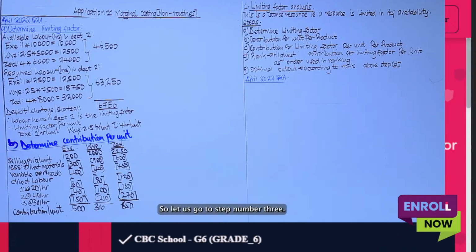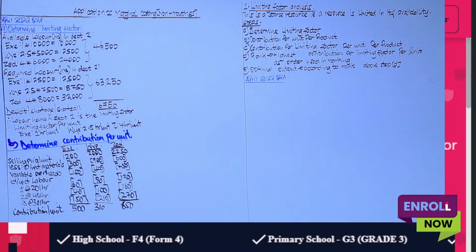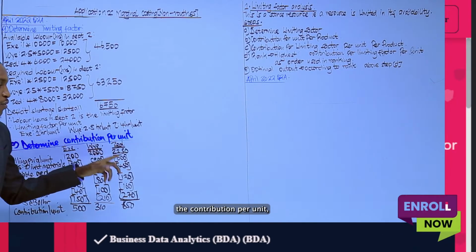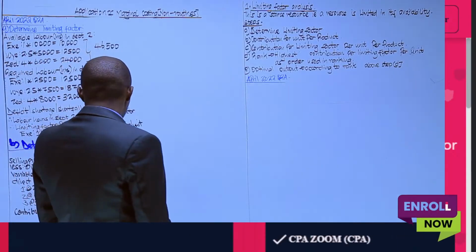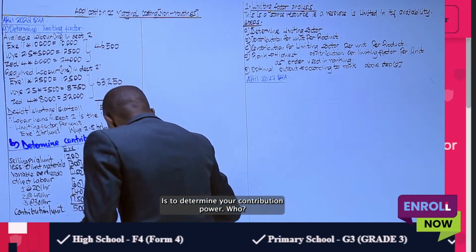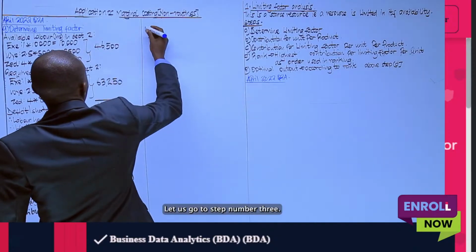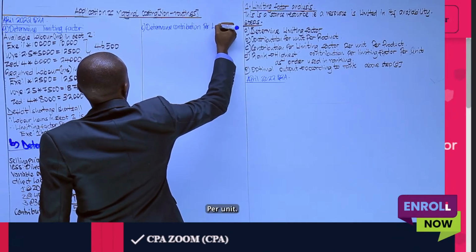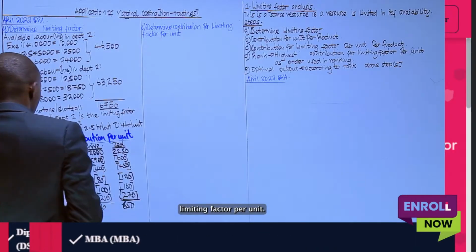So let's go to step number 3. I hope we are together. We have successfully determined the contribution per unit. The next step on dealing with limiting factor is to determine your contribution per limiting factor per unit. Step 3: determine contribution per limiting factor per unit.